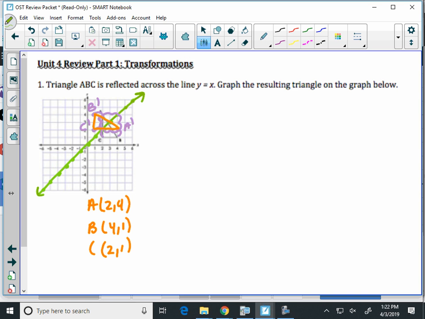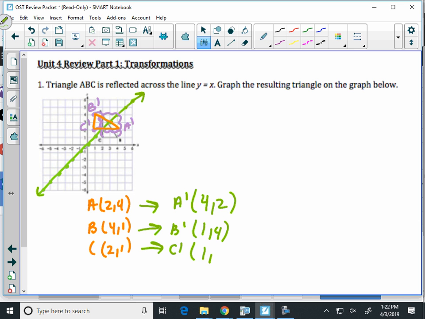Okay. The shorthand way, instead of graphing and counting, a shortcut to reflecting over the line y equals x is just flip the point. So 2, 4 becomes 4, 2. 4, 1 becomes 1, 4. And then 2, 1 becomes 1, 2. And then you just take those points, plot them, and they'll end up being the exact same as if you counted. Whichever way you feel like you're going to remember best, that will get you the right answer. Pick which one works for you.